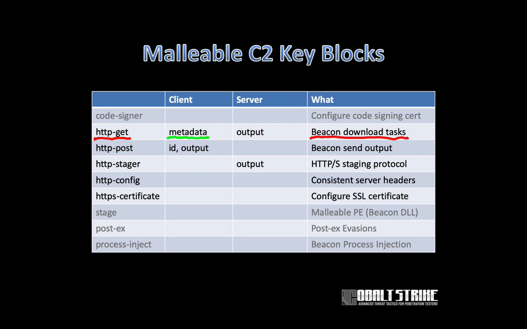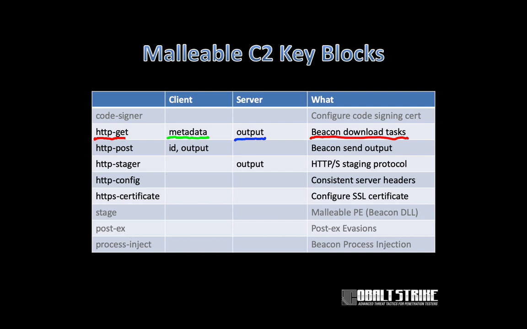Likewise, the server has a responsibility to send the encrypted tasks back to Beacon. And so you can shape that with the HTTP GET server output block. And so that's where you control what those encrypted tasks look like, or at least decorate them.